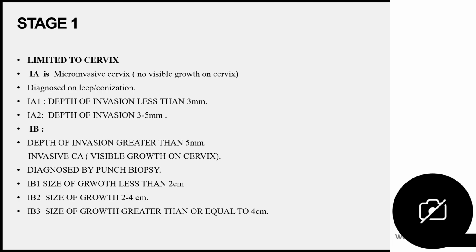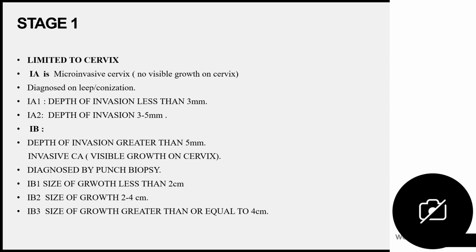So, stage 1, as I already told you, is limited to the cervix. 1A is microinvasive disease. It means there is no visible growth seen on the cervix. It is diagnosed on LEEP or conization. 1A1 is depth of invasion less than 3 mm, and 1A2 is depth of invasion 3 to 5 mm. 1B is depth of invasion greater than 5 mm, and 1B is invasive carcinoma.